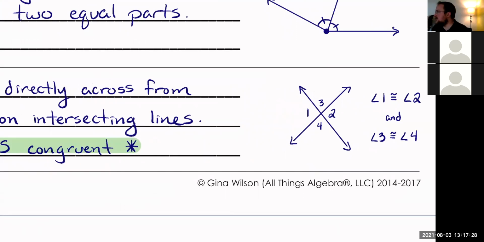Now, it doesn't matter what their measures are. We could still make the statement that they are in fact congruent, regardless of whether they're really, really large angles or really, really small angles.